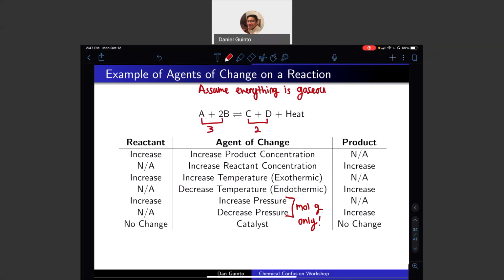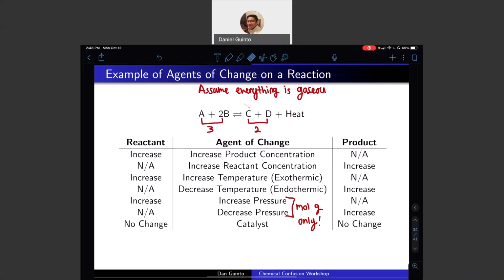So if I increase my pressure, Le Chatelier's principle is going to be like, oh no, it's going to favor the products in this case. So we're going to have to shift towards the reactants. But if I decrease my pressure, because of the amount of moles, I'm going to have to shift in the other direction in this case.